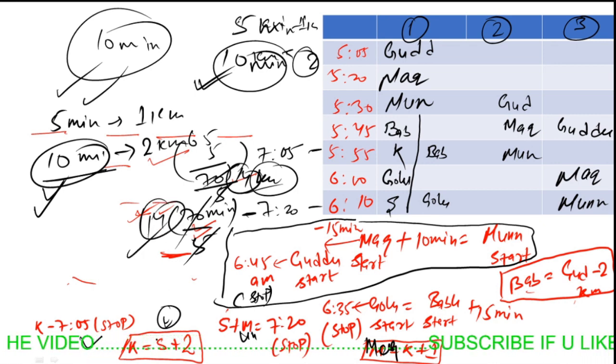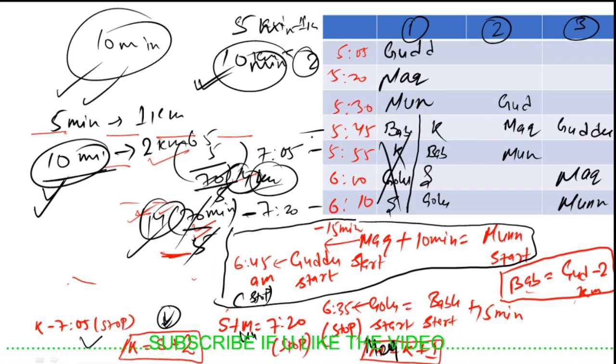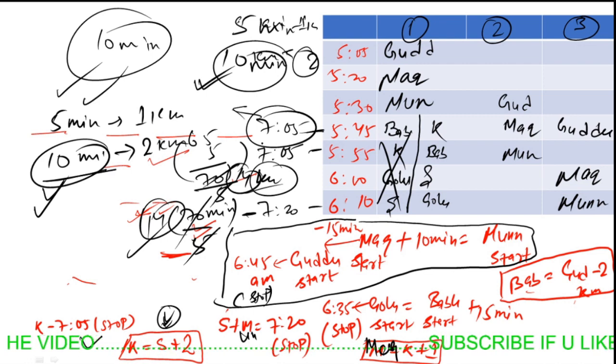But we know that Sweetie traveled 2 kilometers less than Kalin, so this case is eliminated. Similarly, if you put Kalin here and Sweetie here, then Kalin is stopping at 7:05, and then you can find the timing of Kalin.